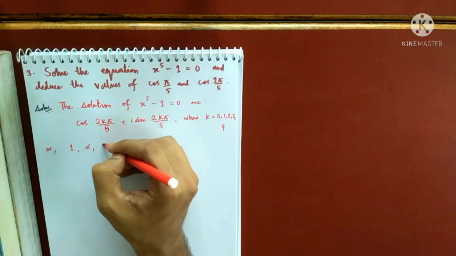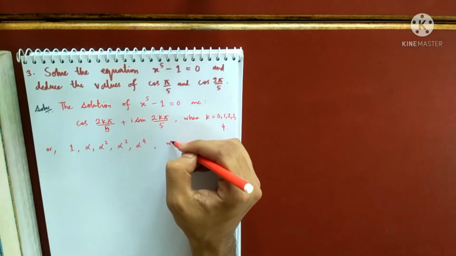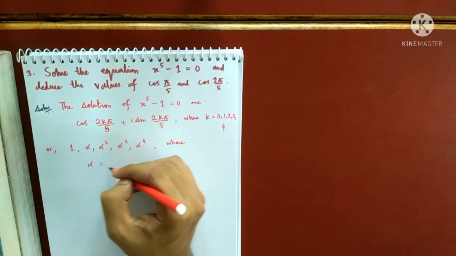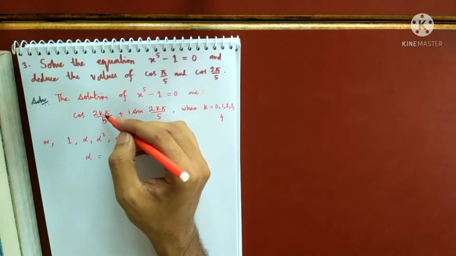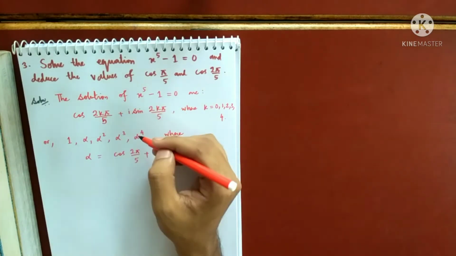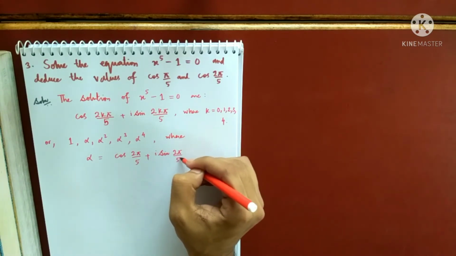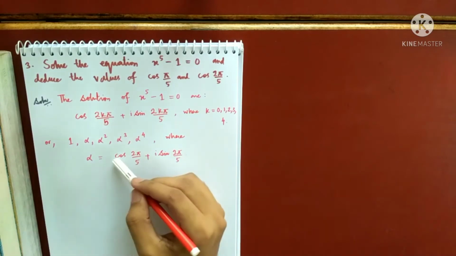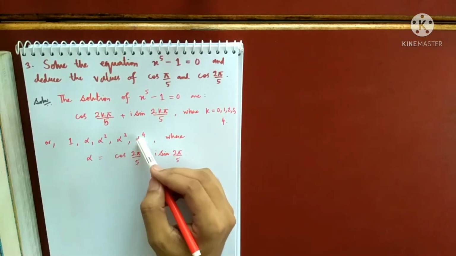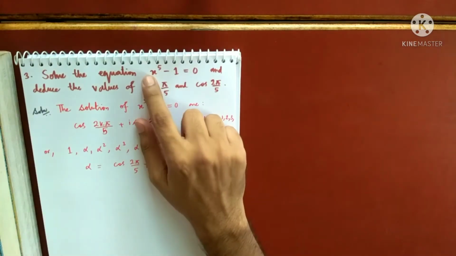Or 1, alpha, alpha square, alpha cube, alpha to the power 4, where alpha equals cos 2 pi by 5 plus i sine 2 pi by 5. Using De Moivre's theorem, this k can be taken in the power. So the roots are alpha, alpha square, alpha cube, alpha to the power 4 and definitely 1. So these are the 5 roots of the given equation. So I have solved the equation.